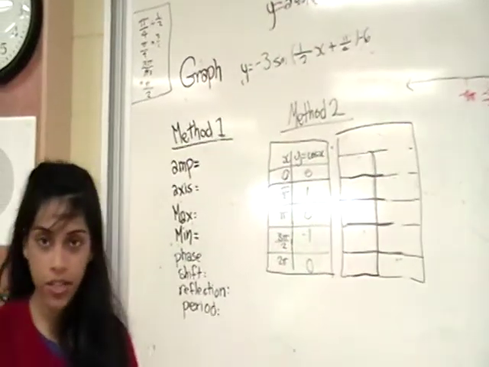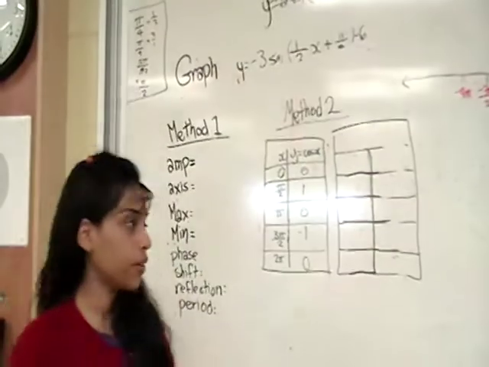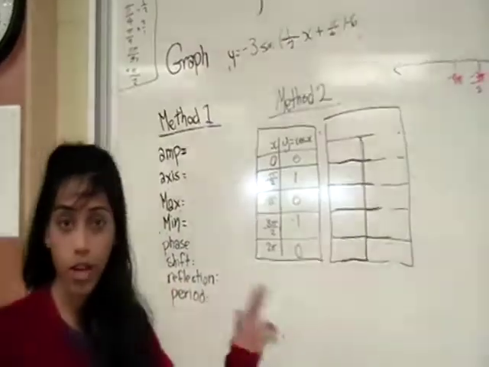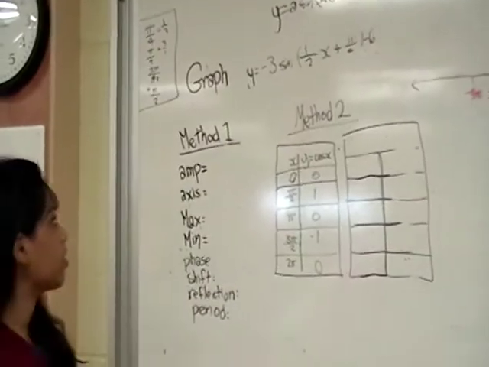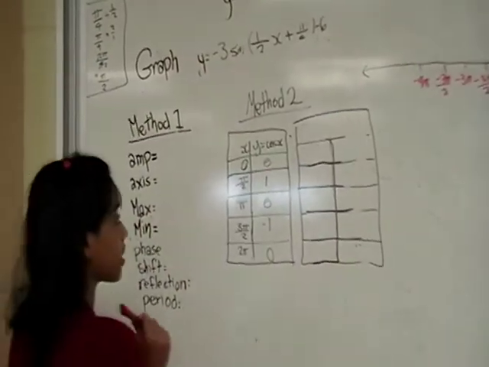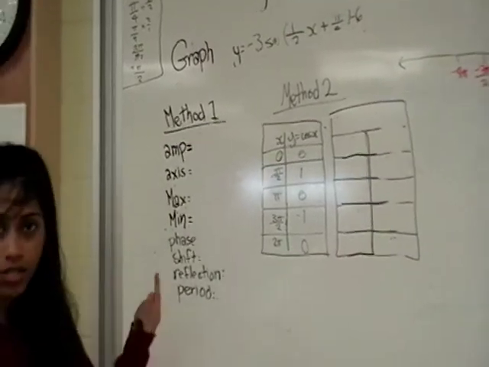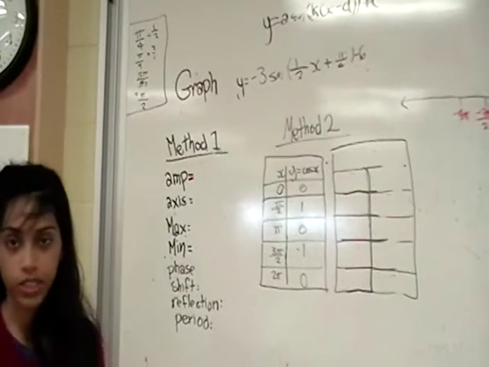Okay, so when you're graphing trig functions, there's two methods you can apply. Either method 1, you just plot your points directly, or method 2, where you use a table. Okay, so let's look at the example. Y equals -3 sine (1/2 x plus pi over 4) minus 6. What do you notice? It's not factored. It's important you notice this and factor it out, otherwise your graph would be totally different.